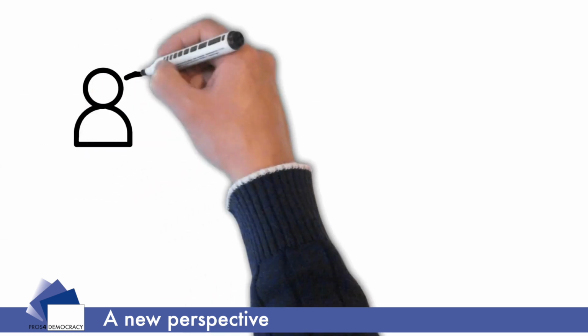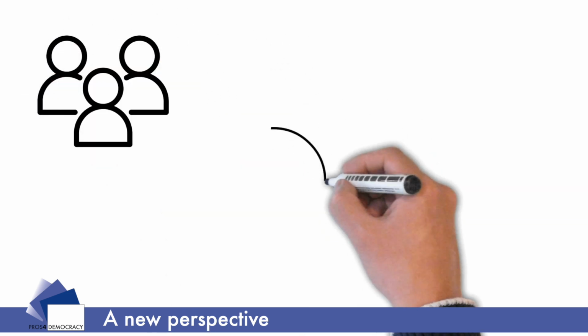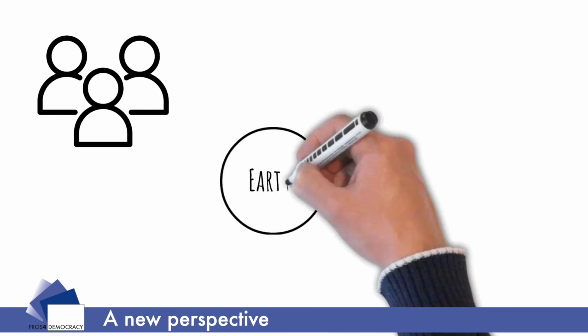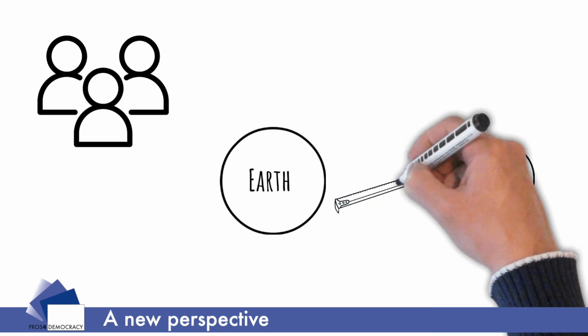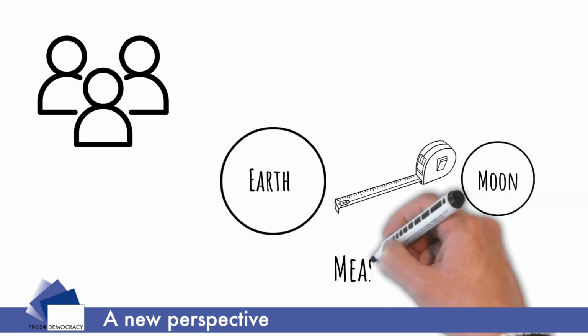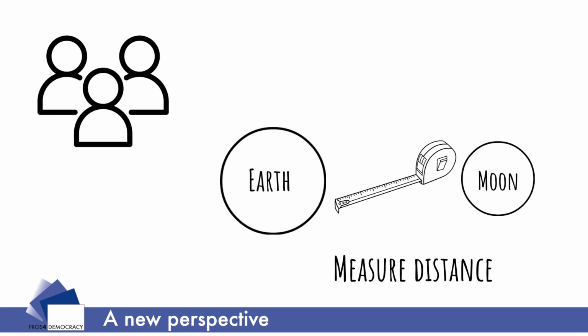Divide the class into groups and give each group an Earth and Moon sphere. Ask them to estimate the correct distance between the Earth and Moon. Measure the distances estimated by each group and announce which group came closest to the right answer.